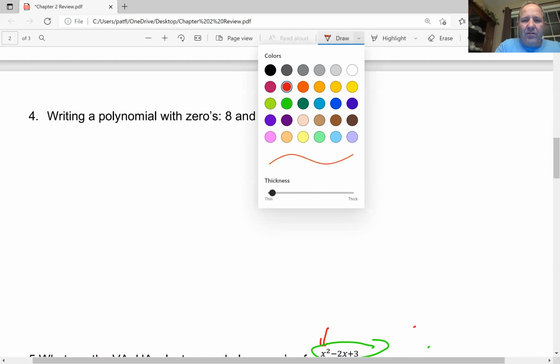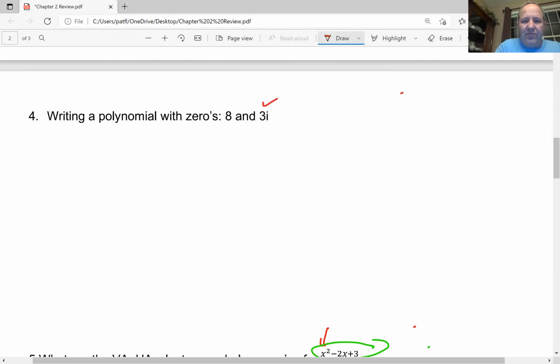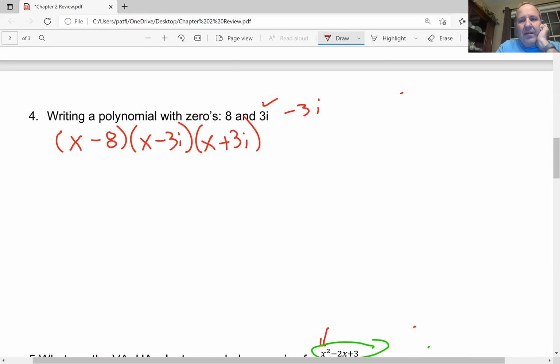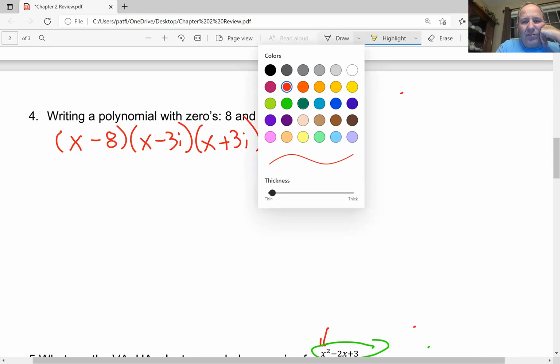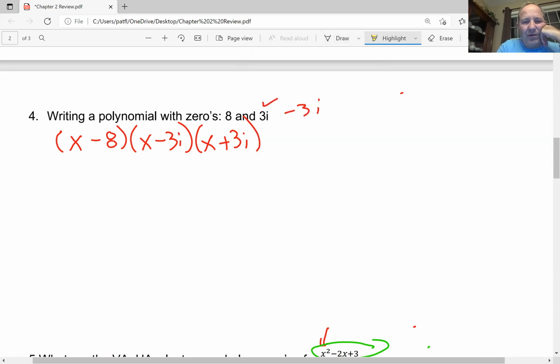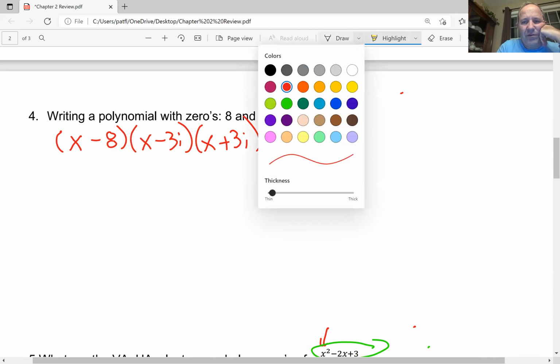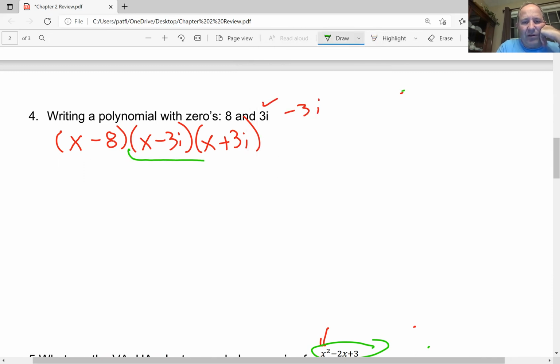All right, so here's how to work this one out. If 3i is a 0, well, then so is negative 3i. So the factored form would be something like this. And then the next thing we need to do is multiply these, right, to get the polynomial. So I'm going to multiply this first.